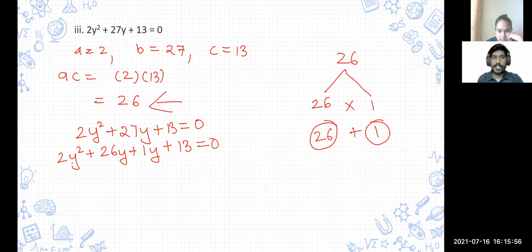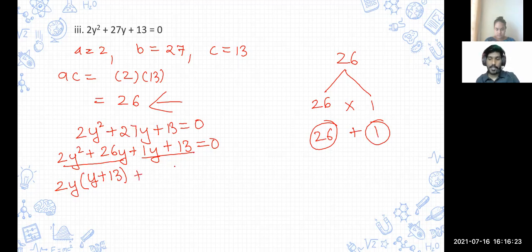After this, you have to do the pairing. First two pair, last two pair. From the first pair, you can take 2 and y common out. When you take 2 and y common, inside the bracket you will be left with y plus 13, because when you multiply this 2 back inside, you will get 26. So it will be y plus 13 plus. In the second pair, if you see, nothing is common. In such a case, 1 is common. Yes, you take 1 common. When you cannot identify a common number, then it will be y plus 13.